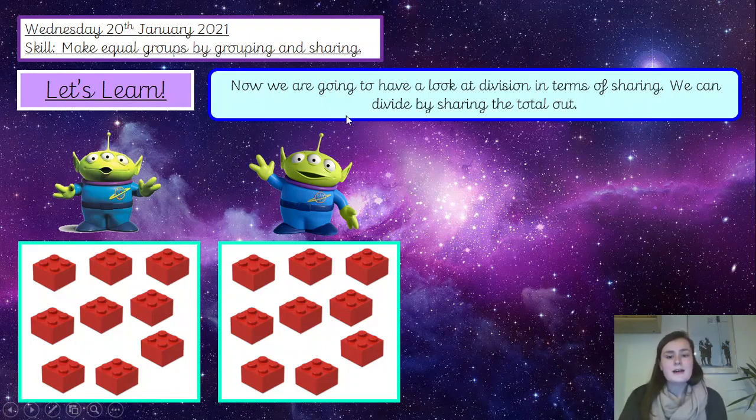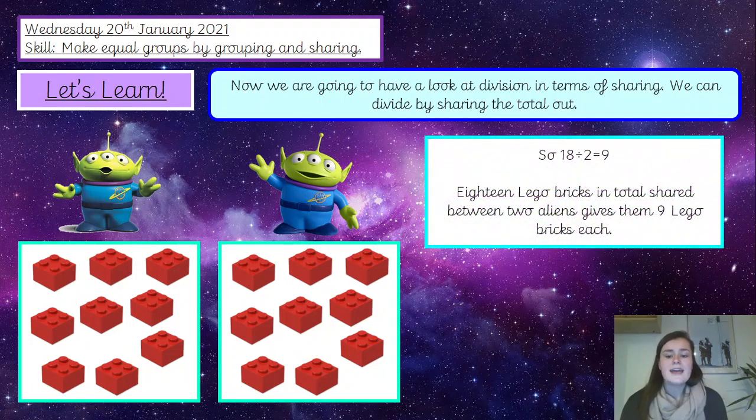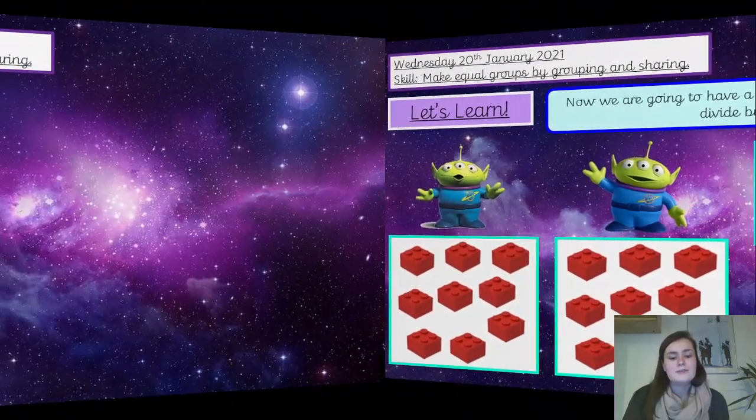But to find the answer, we just need to count 1 group. So we know that 18 pieces of Lego split into 2 groups is going to equal what? Hopefully you said it's going to equal 9 because there's 9 pieces of Lego in each group. So 18 divided by 2 equals 9. So 18 Lego bricks in total, shared between 2 aliens, gives them 9 Lego bricks each. Well done if you got that, good job.